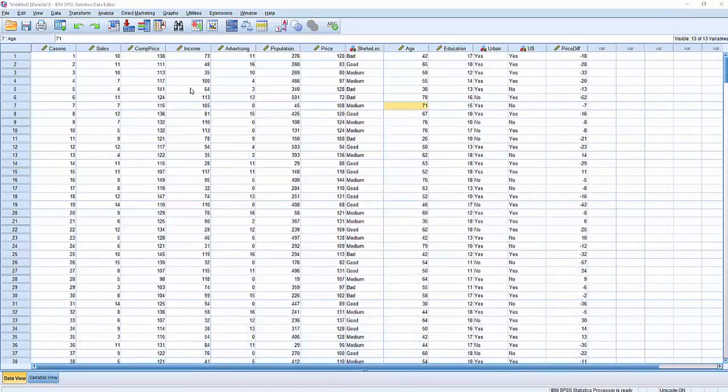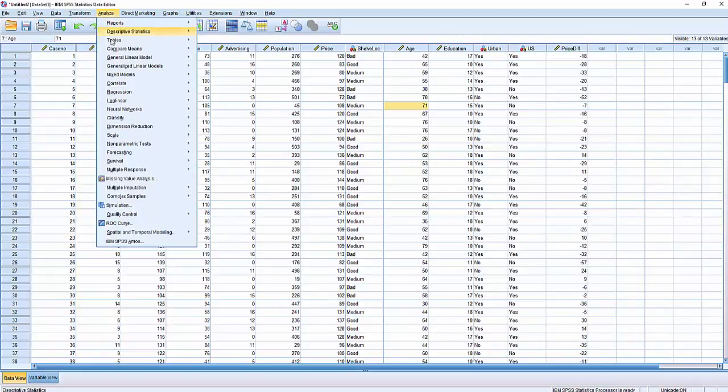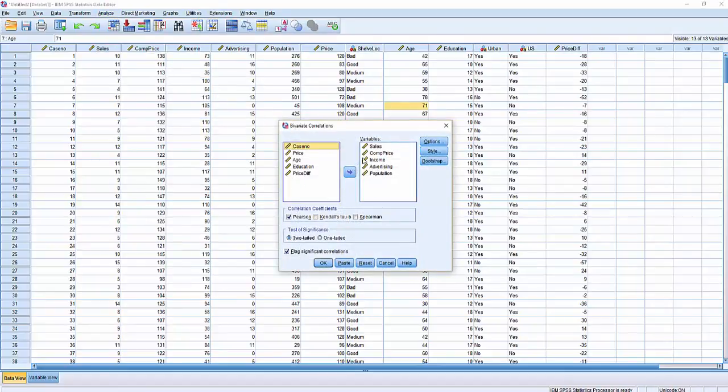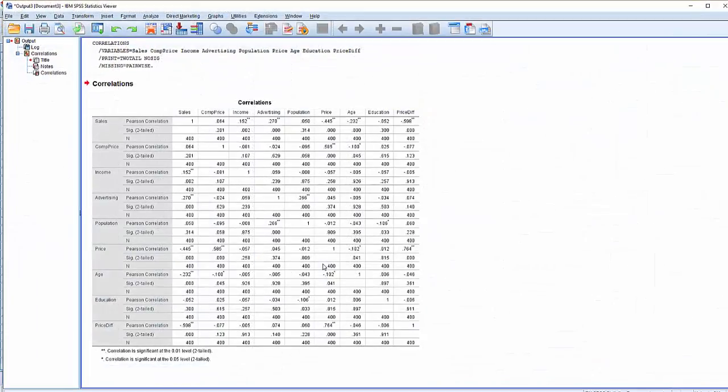Okay, so to get a correlation matrix in SPSS, you can just go to Analyze, Correlate, Bivariate, since we're getting two at a time, and then move all of the variables that you want to have in your correlation matrix over into here. And I'm going to leave these checked, Pearson, two-sided, and all of that. And it'll flag the significant correlations, which will help us look at correlations that might be important.